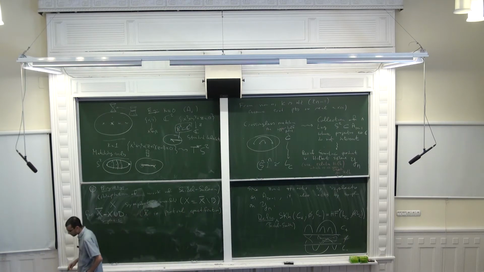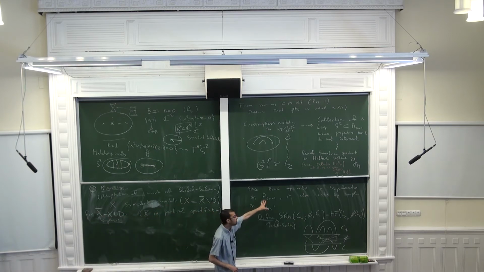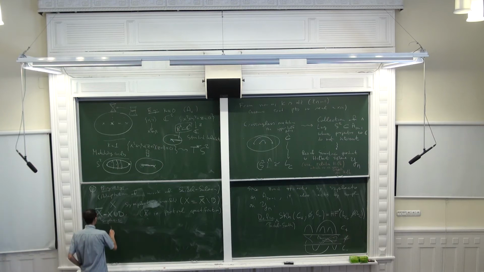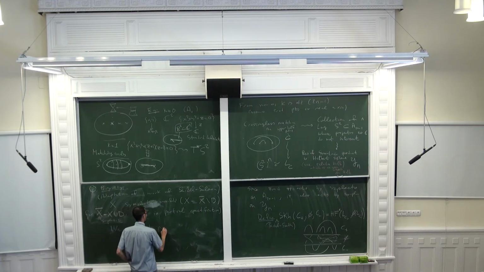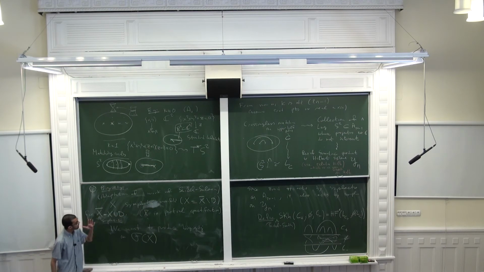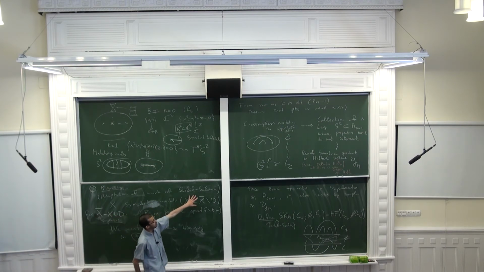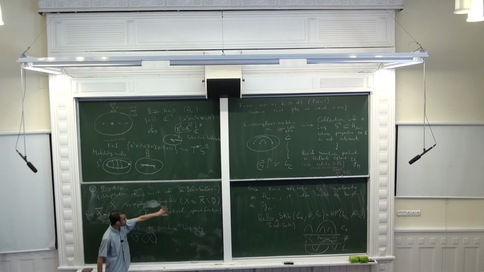Out of this geometric data, and later on I will tell you exactly what X and D are in the situation, I want to produce a bigrading on this Fukaya category of X. And this is key: I'm not going to be computing anything with this Fukaya category of X bar. There will always be this interior, X. But I will use the compactification to produce some extra structure on this.